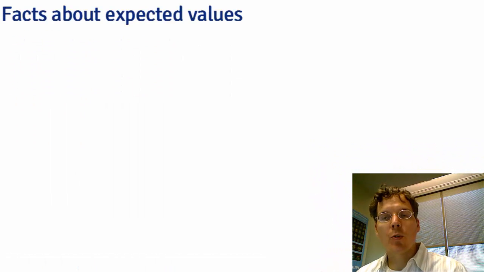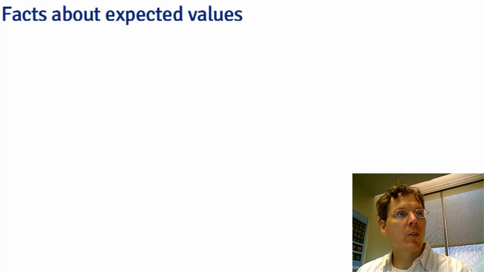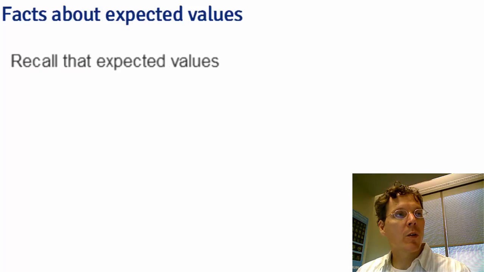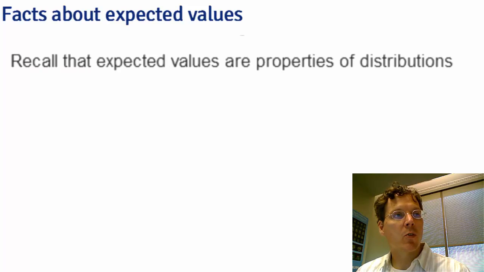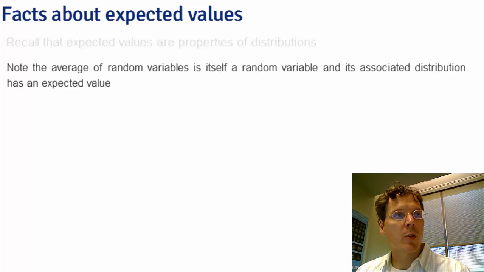I'd like to head more towards the real topics of inference. So let's cover some facts about expected values. So first, recall that expected values are properties of the distributions. They're the center of mass of a distribution. Then also notice that the average of random variables is itself a random variable. If I roll 6 dice and take their average, that is itself a random variable. I could repeatedly sample from it by repeatedly rolling the 6 dice and repeatedly taking the average.